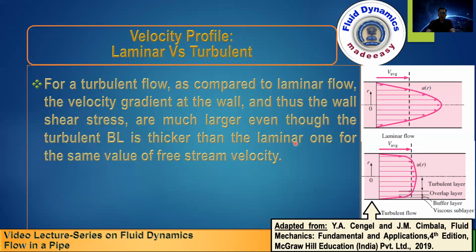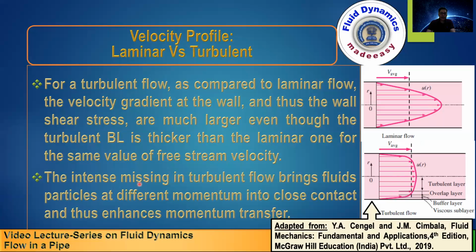So the turbulent flow leads to intense mixing. The intense mixing in turbulent flow brings fluid particles of different momentum in the different horizontal layers into close contact and thus enhances the axial momentum transfer. So the variation in the axial momentum between the different horizontal layers in the central region is less as compared to the laminar flow, because there is intense mixing in the turbulent flow, and that leads to a much flatter velocity profile in the central region.